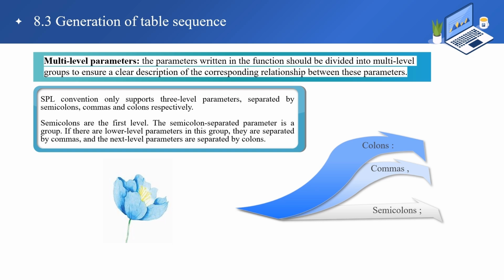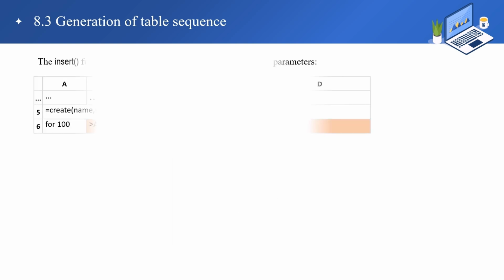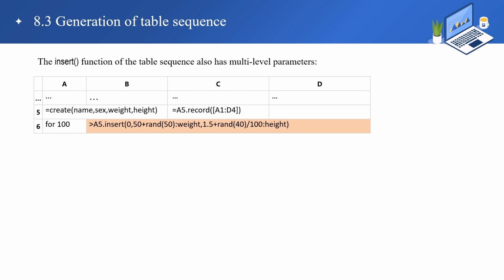The complexity of structured data will force multi-level parameters to appear. After understanding the multi-level parameters, the new function above is easy to understand. The colon is indeed required for the new function parameters because it has 2 levels of parameters, but it is not deliberately specified for the new function, but a general rule in SPL. The insert function of the table sequence also has multi-level parameters. Field names can be specified during insertion. Fields not listed in the parameters will be filled with null after insertion.